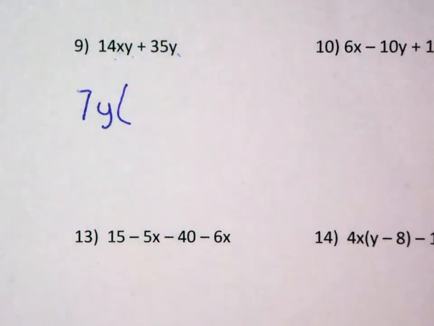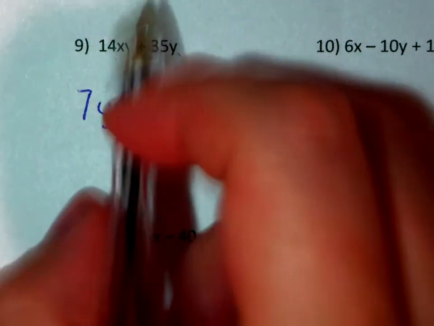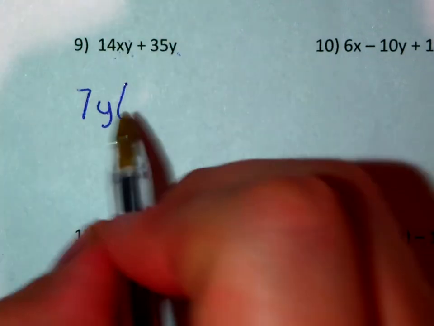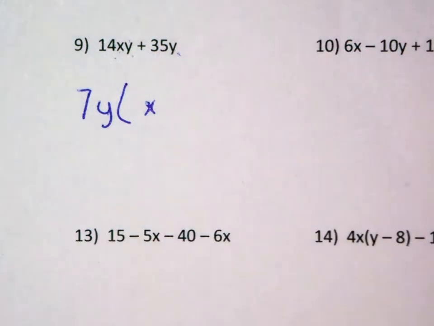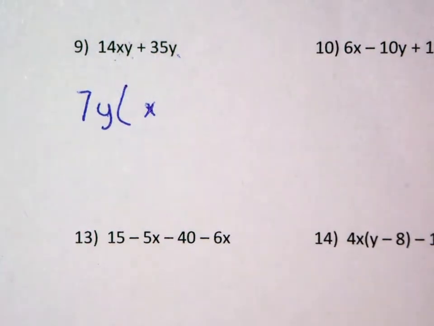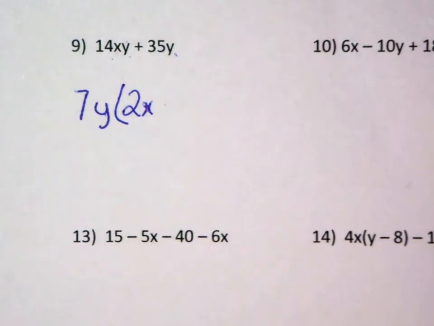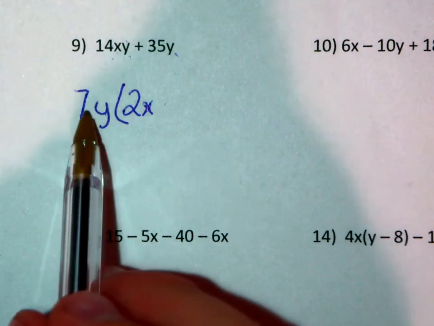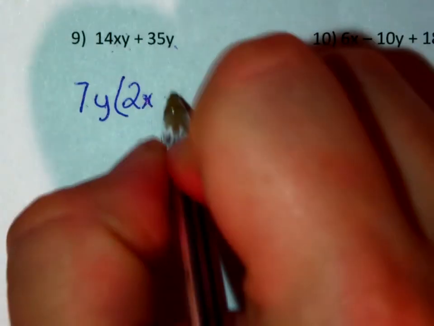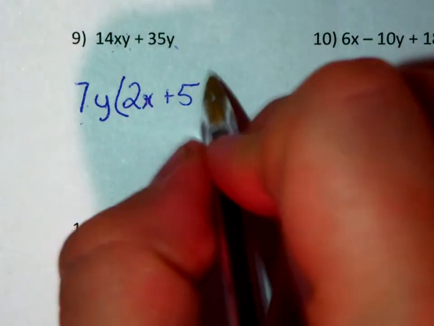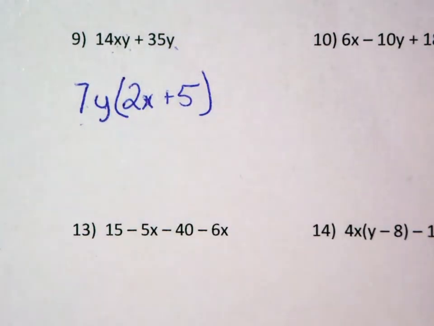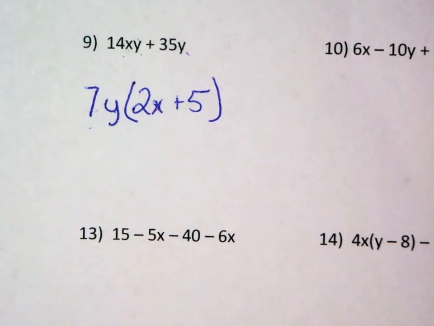If I divide 14xy by 7y, my y's will cancel each other out. I don't have an x, so I will still be left with an x inside the parentheses. And then 7 goes into 14 2 times. Now for my second term, 7 goes into 35 5 times. The y's will cancel each other out. So I would simply be left with 7y times the sum of 2x plus 5.